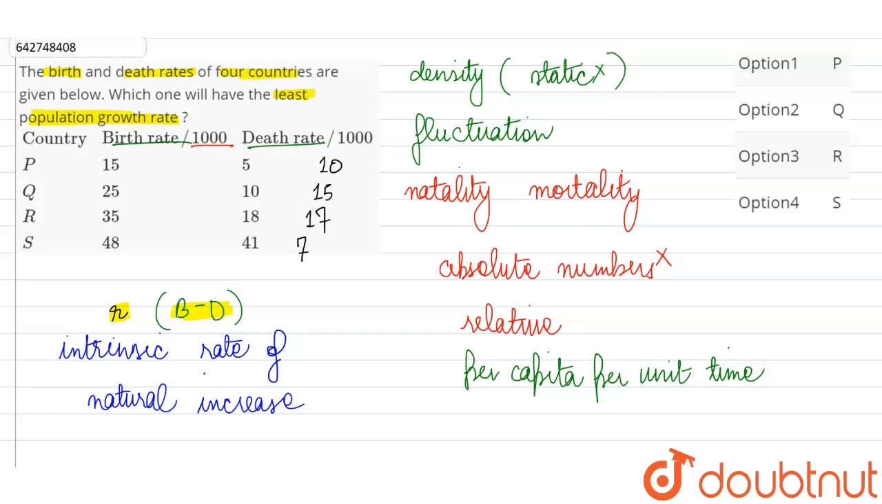So over here, the smallest value of R is coming out to be for S, where birth rate is 48, death rate is 41, and their difference is 7. So our correct answer will be option D. For the country S, the population will grow the slowest, or the growth rate is the least, because the value of R is coming out to be least out of these 4 options.